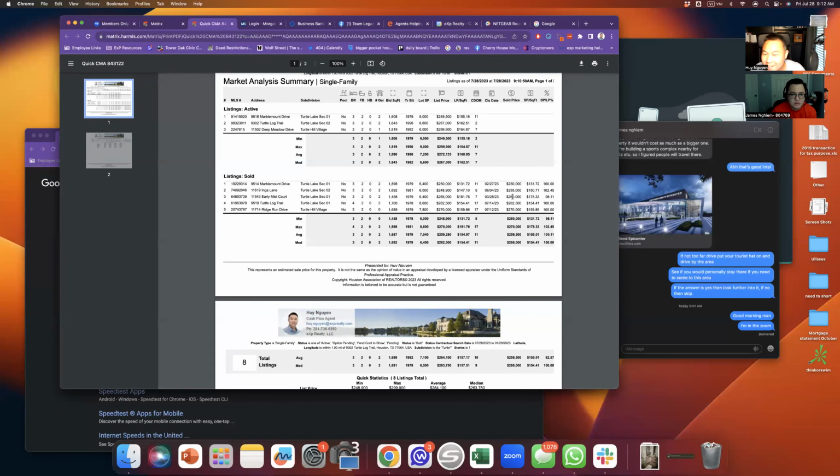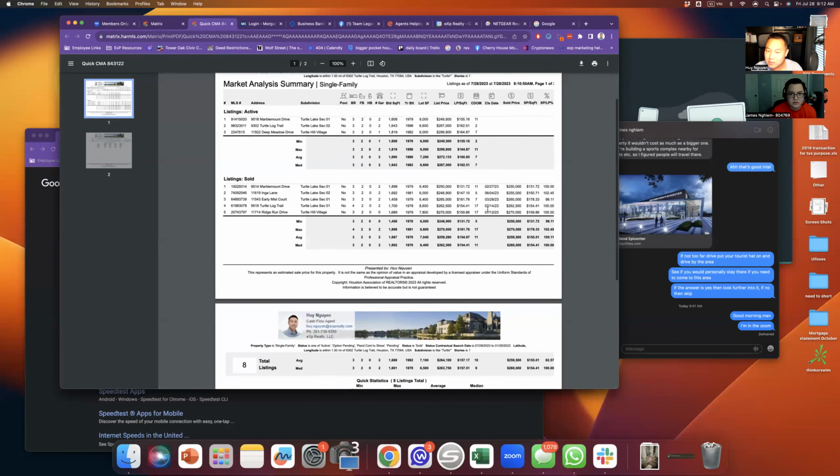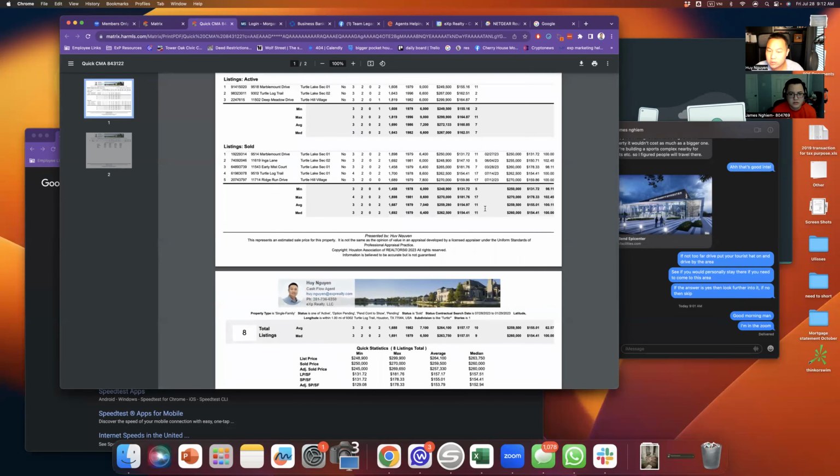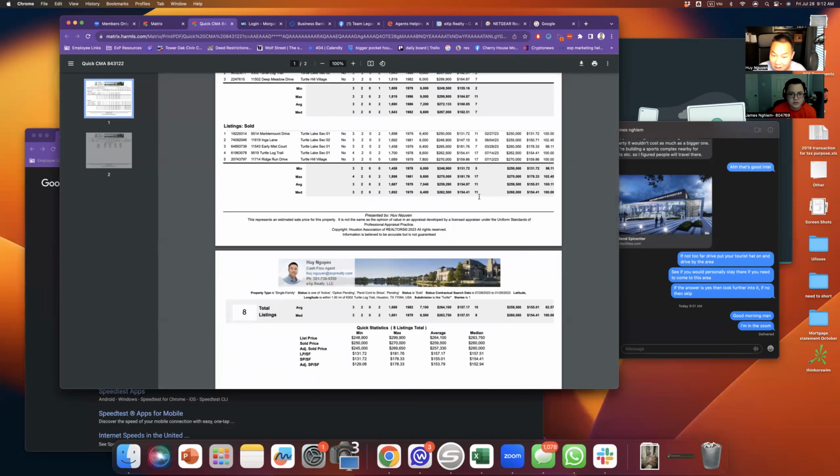So 265, they sold in 7 days at 260, not too bad, right? Maybe there's some negotiation back and forth, and then they close in only 7 days for 260, not bad at all. 262, great, 270, 270. The interest rate is not that strong yet, but considering the interest rate environment we have right now, with DOM of less than 20 days, this is a really, really strong market to flip in.